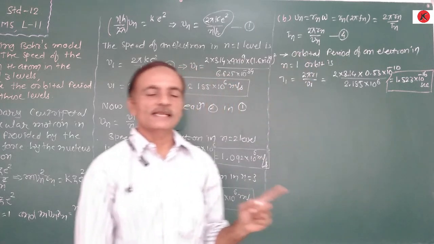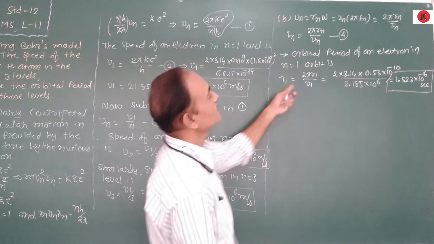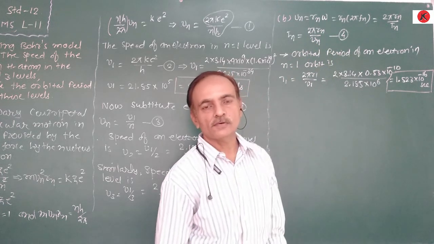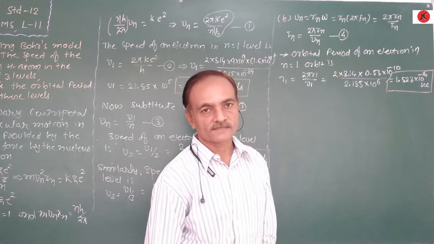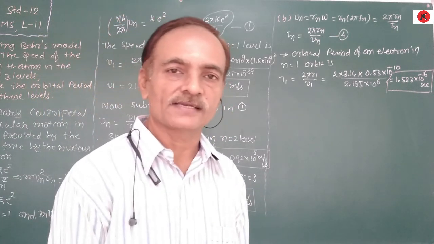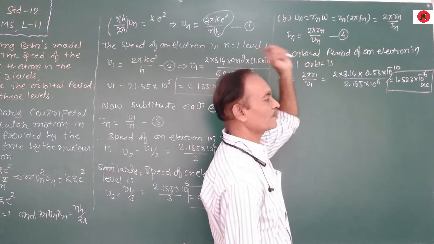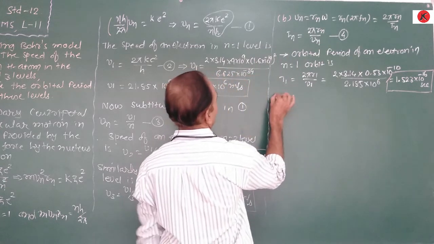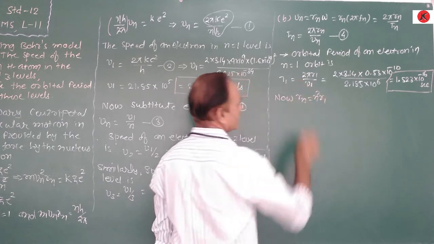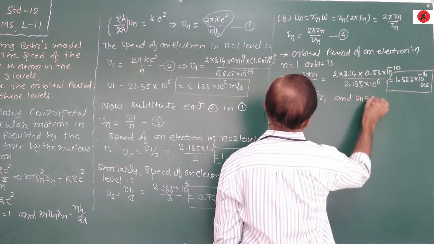We can also calculate the orbital period in the n equal to 2 and n equal to 3 orbits by substituting the values of r2, v2 and also r3 and v3. But here we have no information about the radius of the second and third orbits. Right? For that purpose we convert this equation into a short form this way. Now rn is equal to n square r1 and vn is equal to v1 by n.